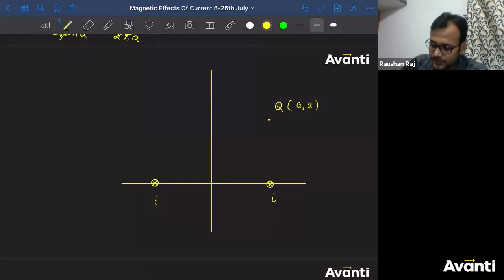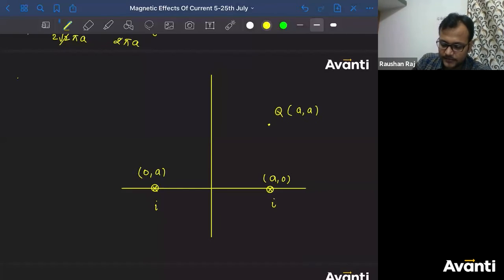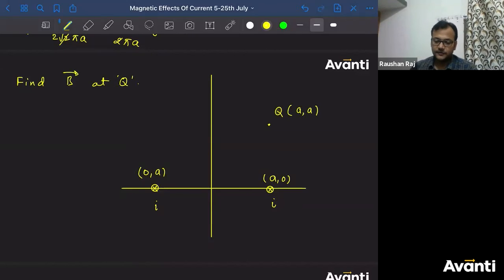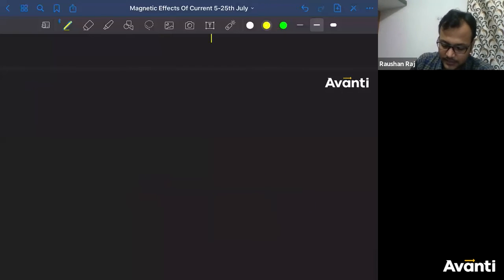This point Q is a comma a. This is a comma 0. This is 0 comma a. Find B at Q. NEET guys, if you want to attempt this, you can, no problem. If you want to skip this part, you can skip it. Just think about the directions. The rest of the calculation, NEET guys, you can leave it. Now let us move on to some applications of Ampere's law.